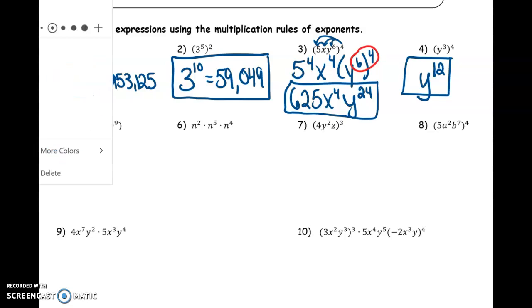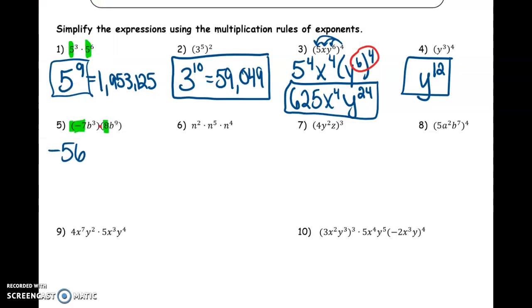Now, the other part I have to deal with here is the variables, the b to the third and the b to the ninth. Well, I know that when I'm multiplying two things with the same base, I keep the base the same and I add the exponents. So my final answer here for this one is -56b to the 12th.